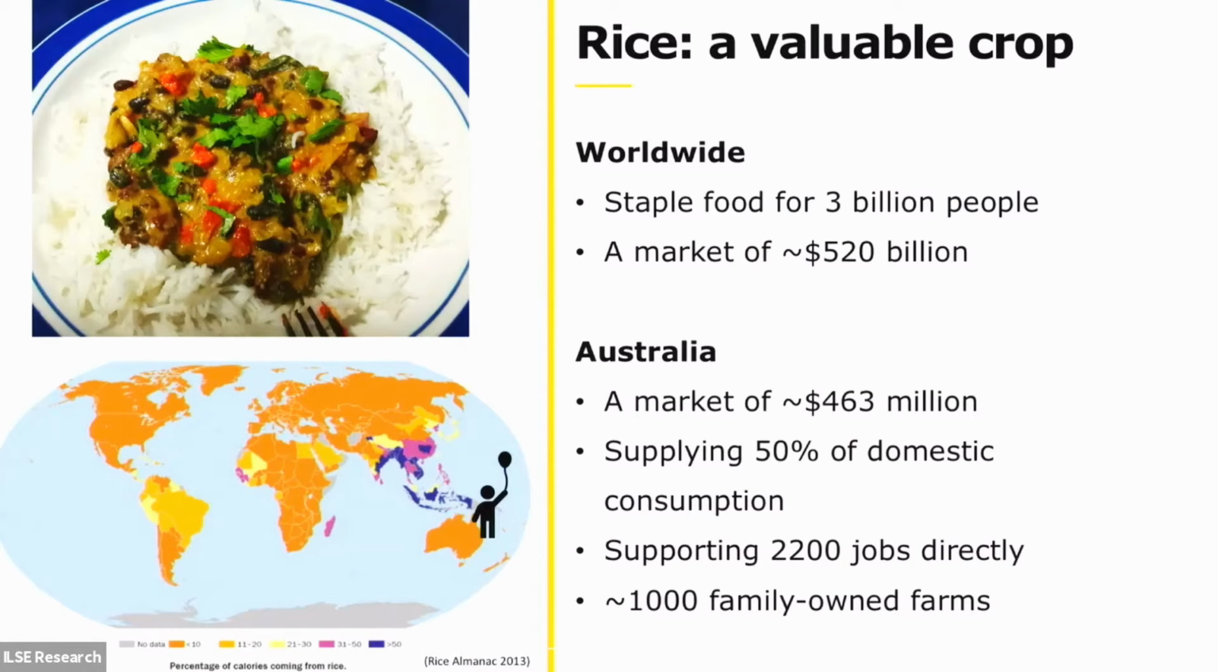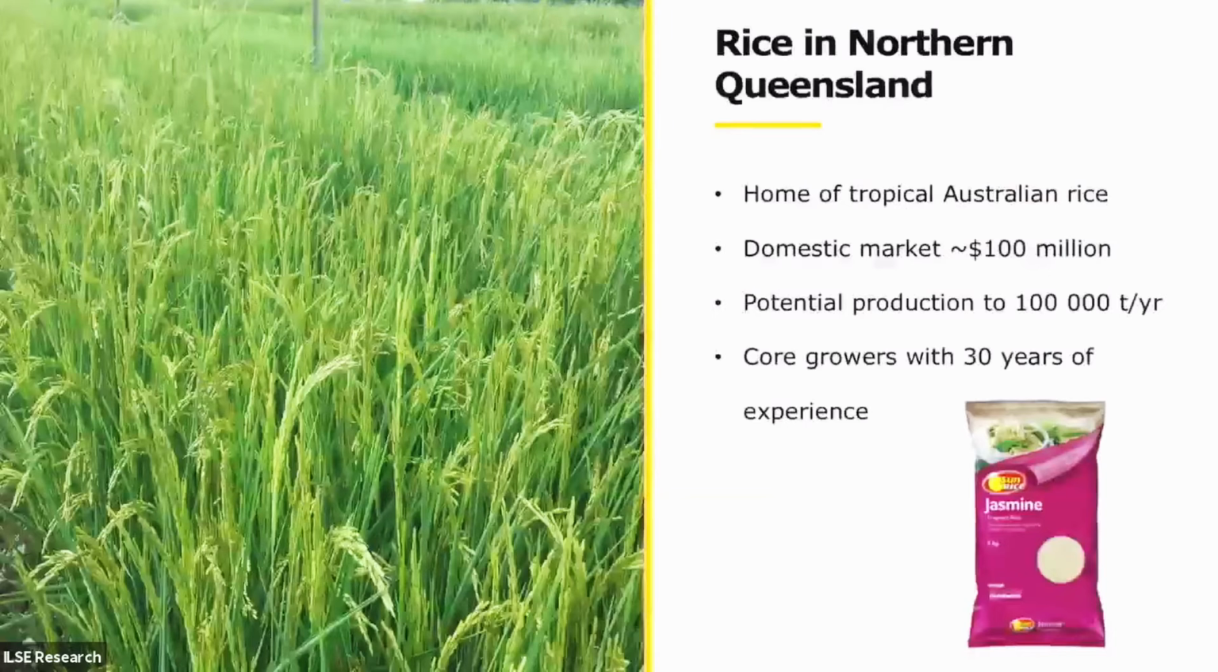around 1,000 farms. What about Queensland? Queensland, and particularly Northern Queensland, is the home of tropical Australian rice, jasmine rice. I think most of us know jasmine rice, and have it on our plate once in a while. The domestic market value of jasmine rice is estimated around $100 million. So economically, it's a really promising and valuable crop. In terms of potential production for Northern Queensland, it's estimated around 100,000 tons a year. We're not there yet, but this is the vision of the industry and where to reach.